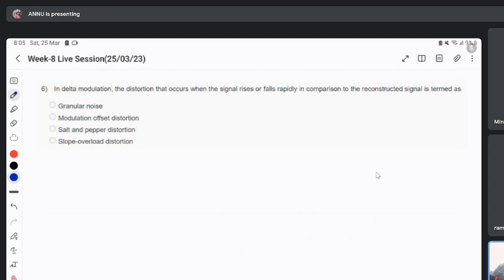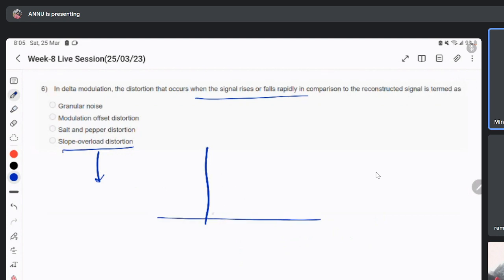Why is this slope overload? What was the condition for slope overload? Yes, ma'am. Delta is too small here, so it is not able to track. No, graphically, how can we show it? One mathematical expression was there. Delta less than TS, or delta by TS, what was there?